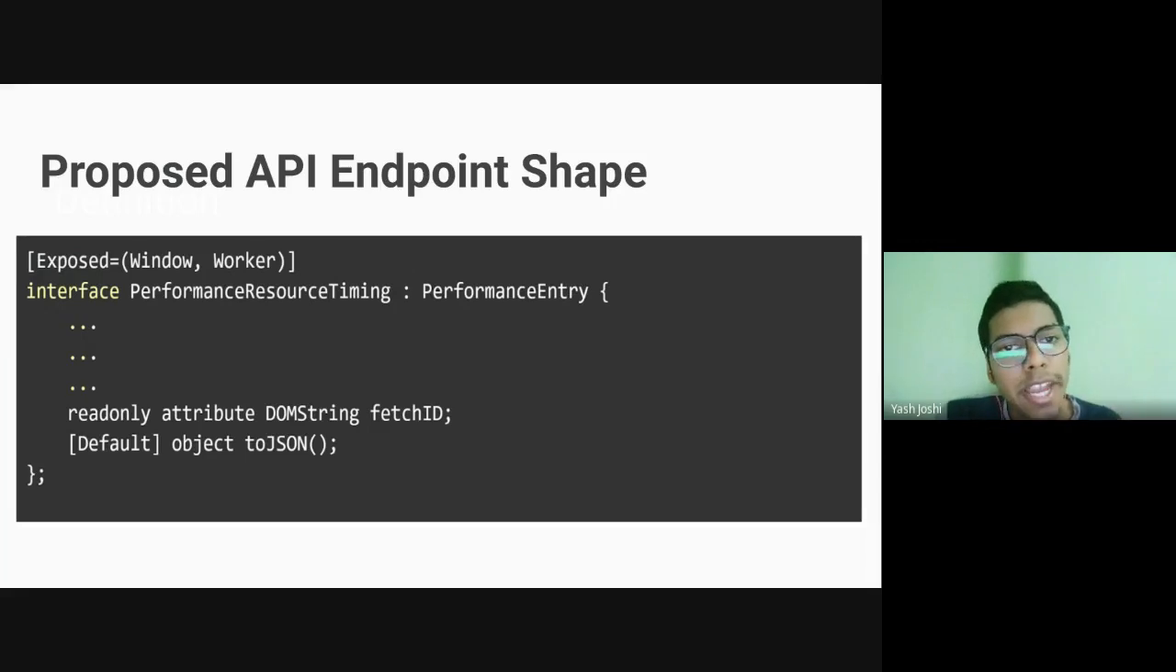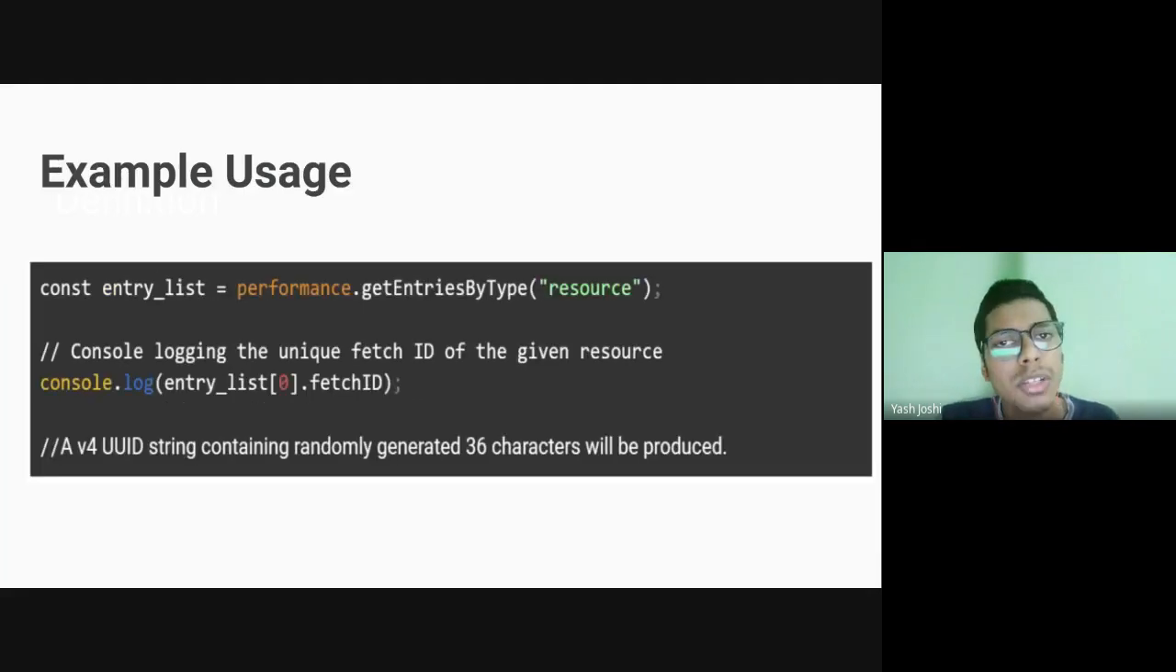Talking about the proposed API shape, we aim to add a read-only attribute of fetch ID to the existing interface of the PerformanceResourceTiming. This will be of type DOMString. The uses for this type of attribute are very similar to how we utilize the other components of a resource timing entry, such as the response status or any other part.